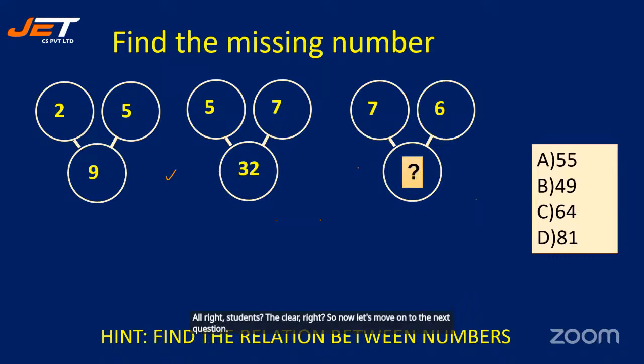Right. So here goes the second question. You have 2, 5, 9. The second one is 5, 7, 32. And the third one is 7, 6, question mark. Now you need to find the relation between the numbers, which will help you to fill the question mark. All right. So too much time cannot be taken by the students. So quickly do it and give me the answer.